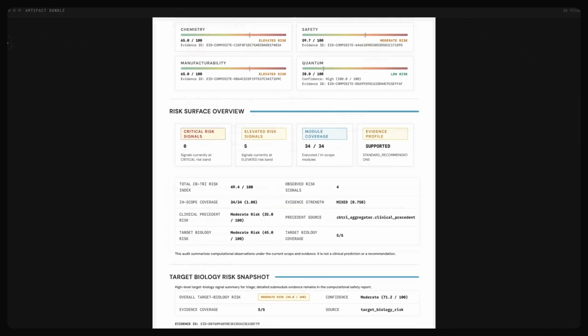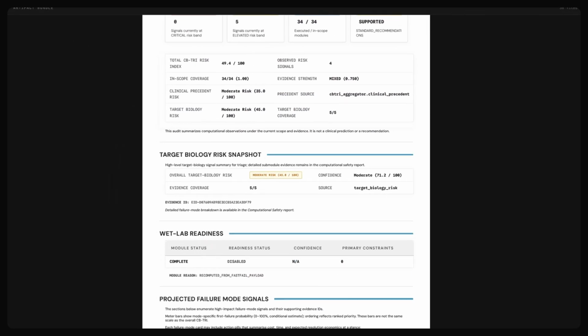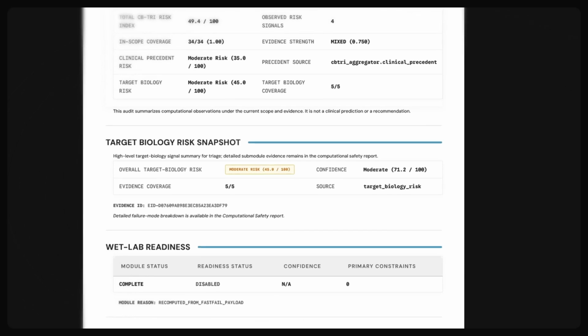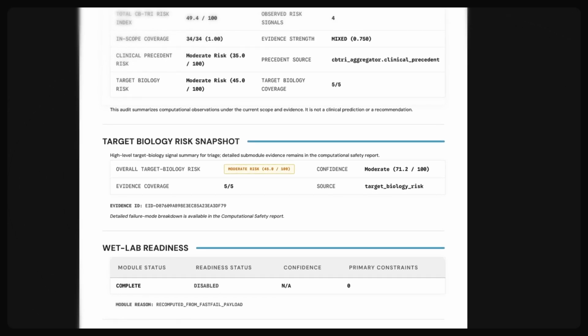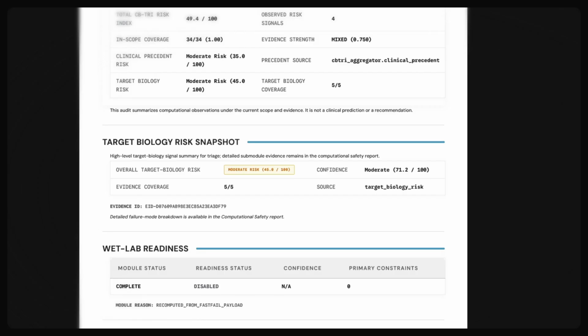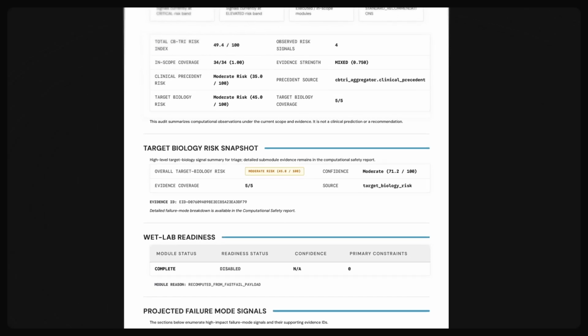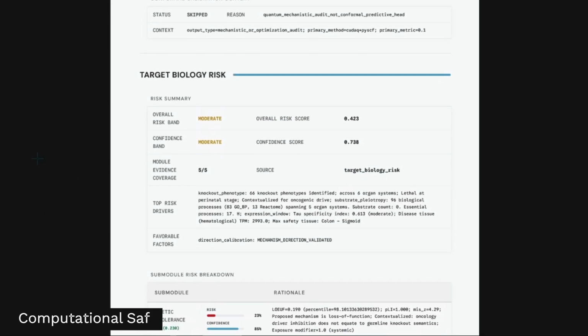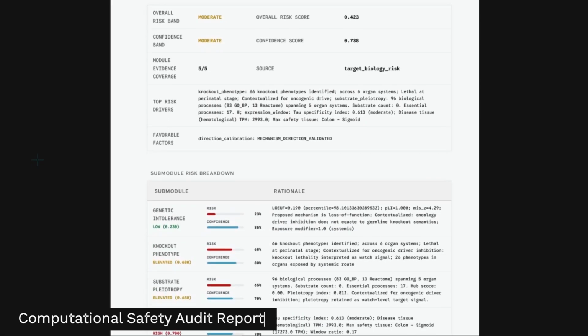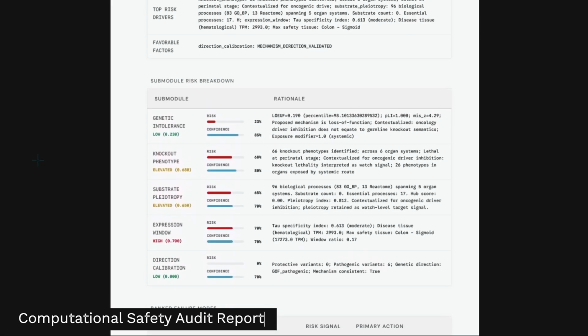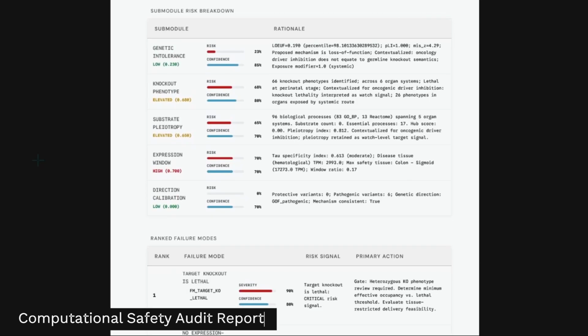Next, we'll quickly move on to the Target Biology Risk Snapshot. This is an overall summary of the results from the biological safety audit previously executed. You'll see here a high-level overview of what was surfaced and the confidence level of those predictions based on the overall evidence that was used during the computation and analysis. Each evidence ID maps directly back to a traceable output from the pipeline. For more granular detail, see the accompanying computational safety report. That will be covered in a separate deep dive video.